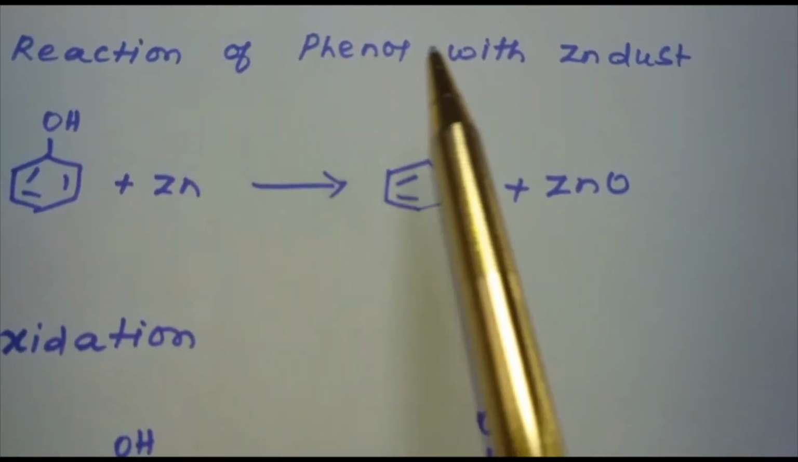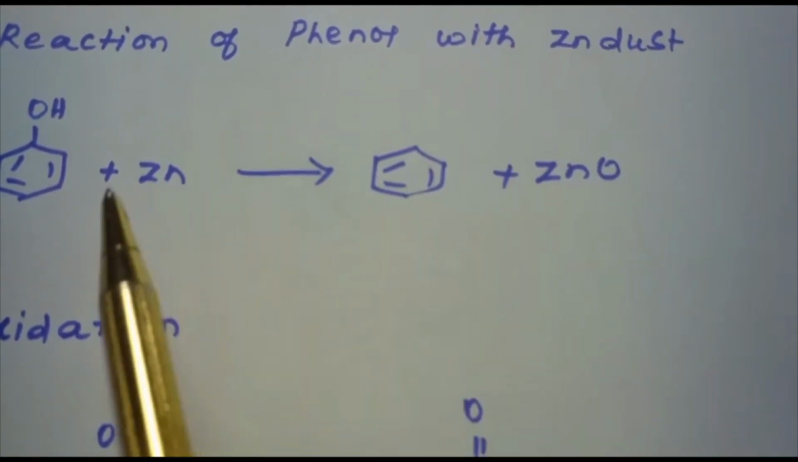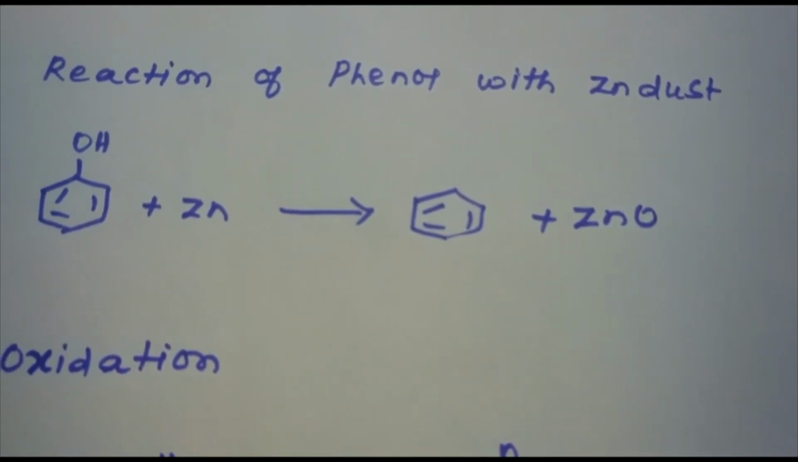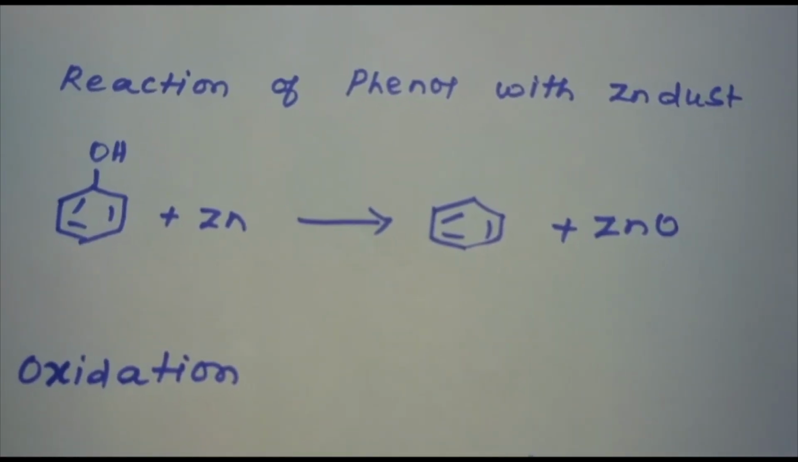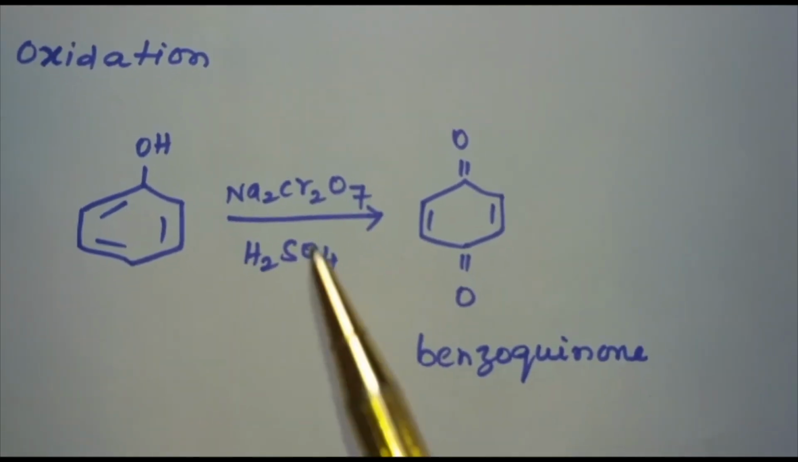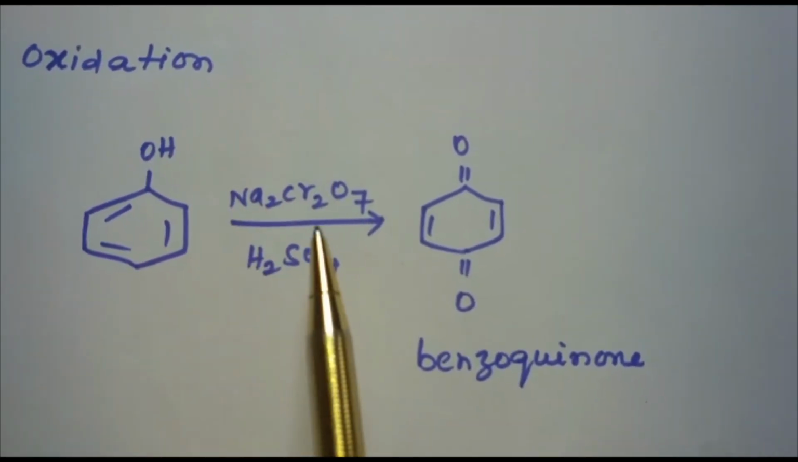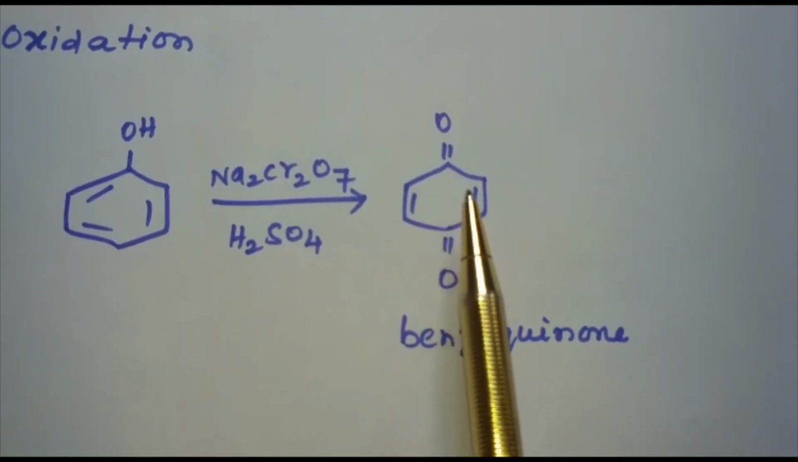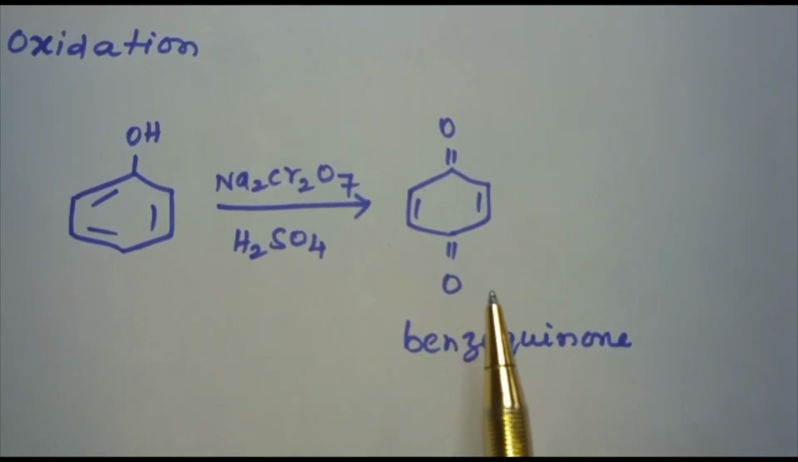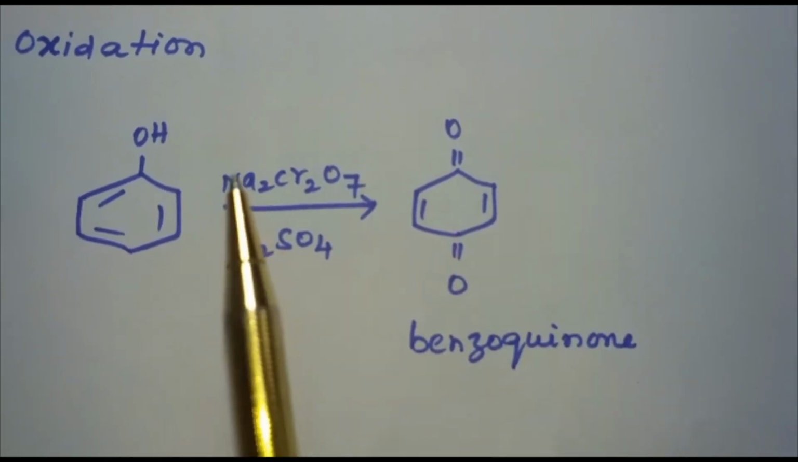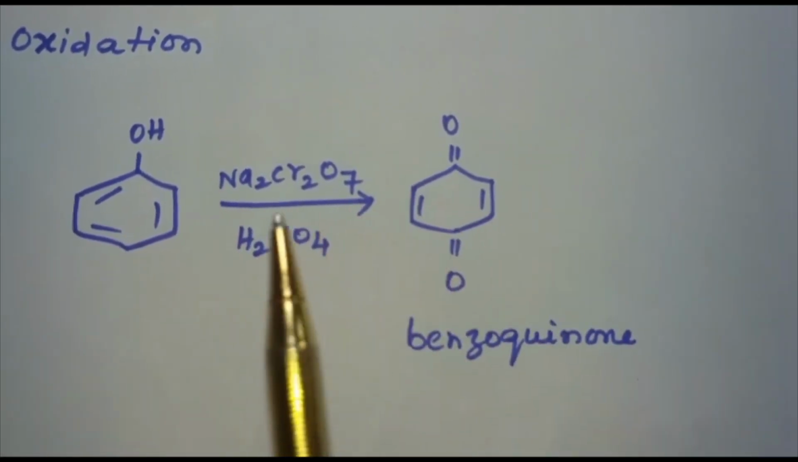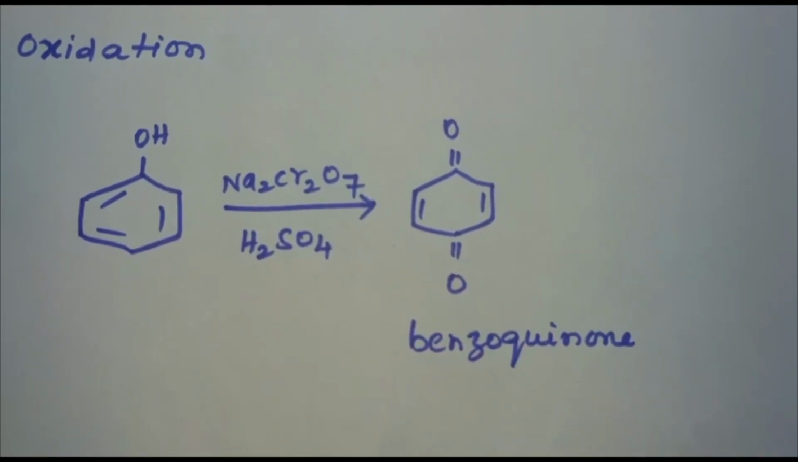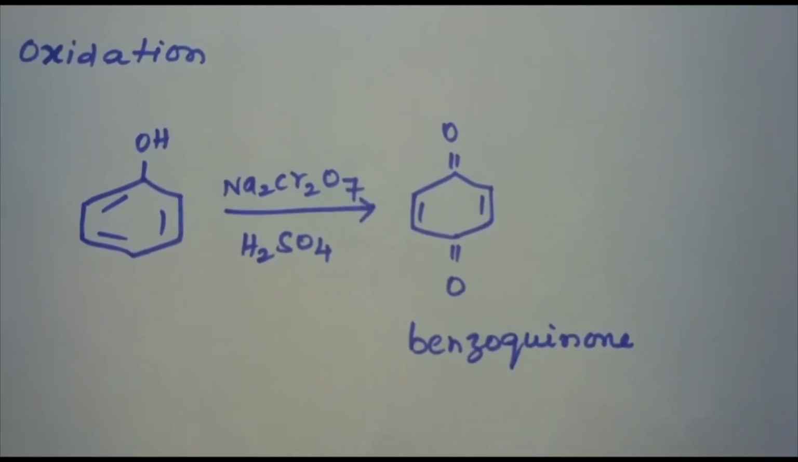Next is the reaction of phenol with zinc dust. Phenol is converted to benzene on heating with zinc dust. And the next reaction is oxidation. Oxidation of phenol with chromic acid produces a conjugated diketone known as benzoquinone. In the presence of air, phenols are slowly oxidized to dark colored mixtures containing quinones. So these are the reactions of phenols.